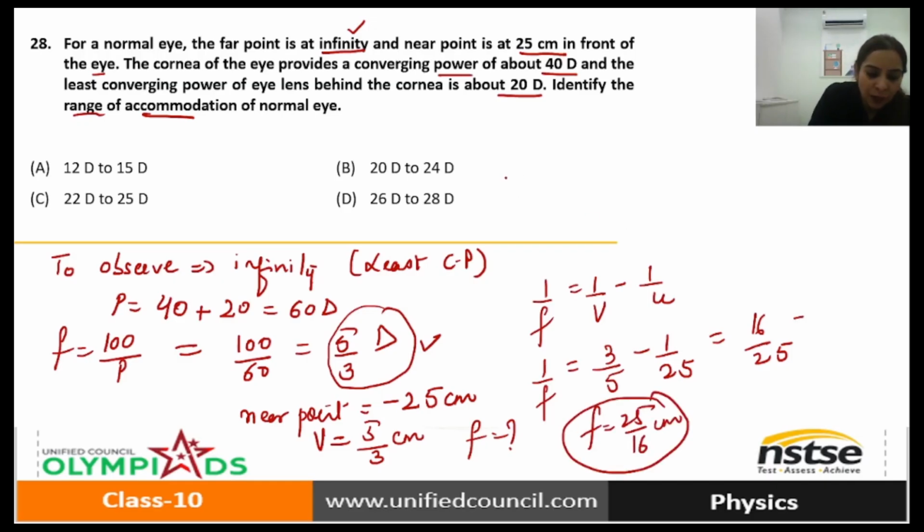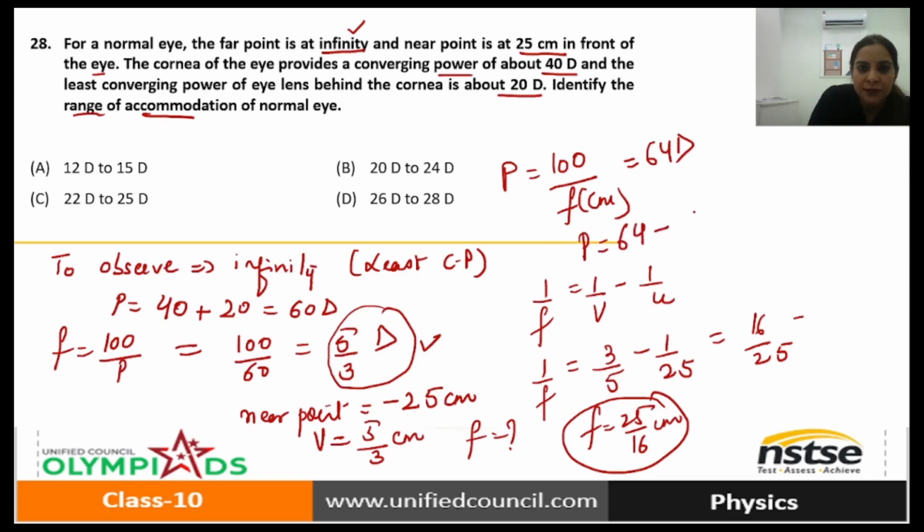Now we can find the power. Power is taken as 100 by f, in centimeters. If you solve for it, it will come out to be 64 diopter. Hence the range of accommodation: the total power of the lens, 64, minus the converging power, that is 40, comes out to be 24 diopter.